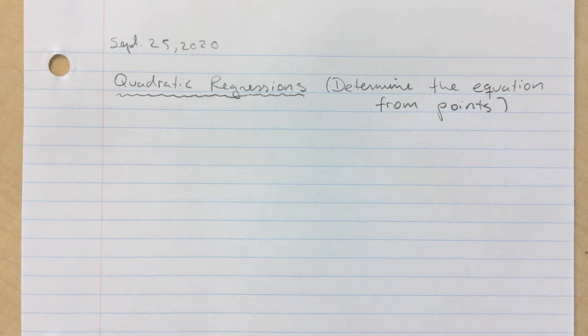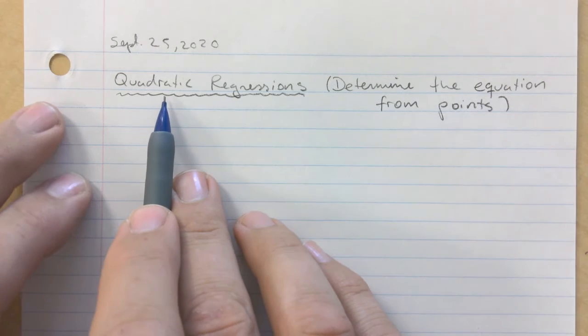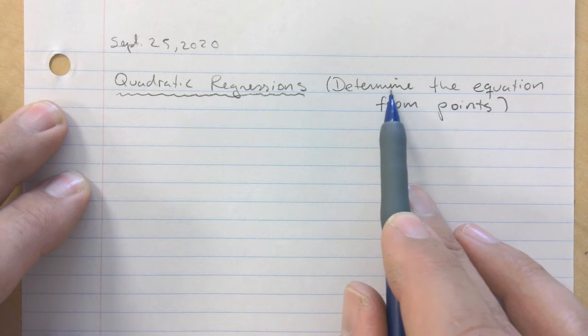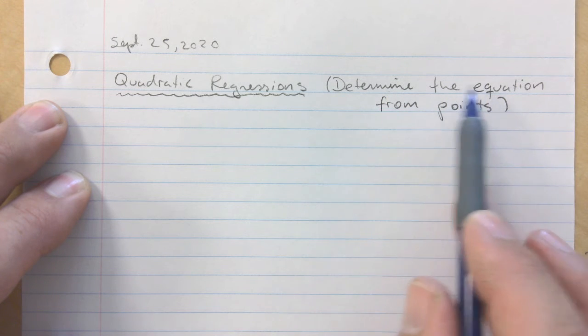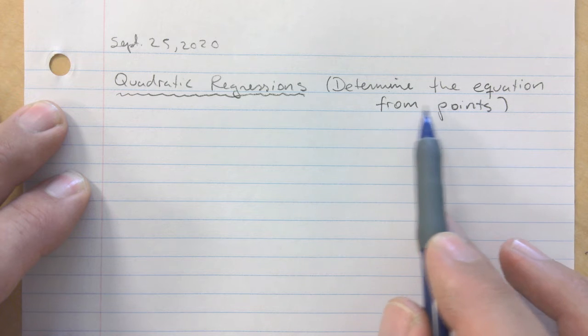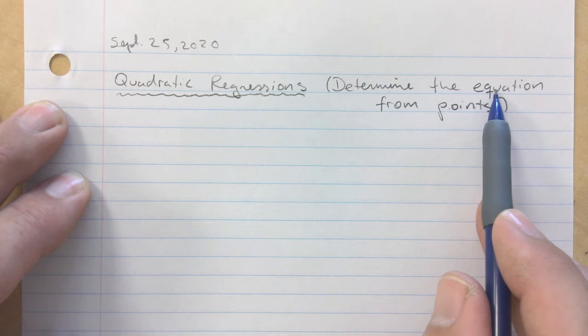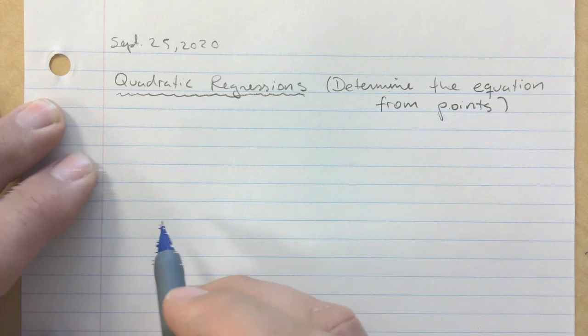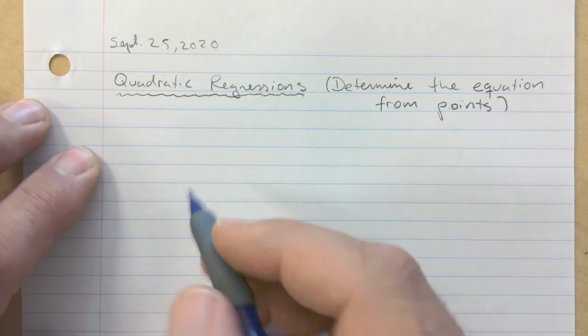Okay, so we're going to talk about regressions today. Something that is new. So far, you were given the equation. Now we're going to go backwards. What if you only have a bunch of points? If I give you points, can you get the equation from it? And the answer is yes. So get your notes ready.